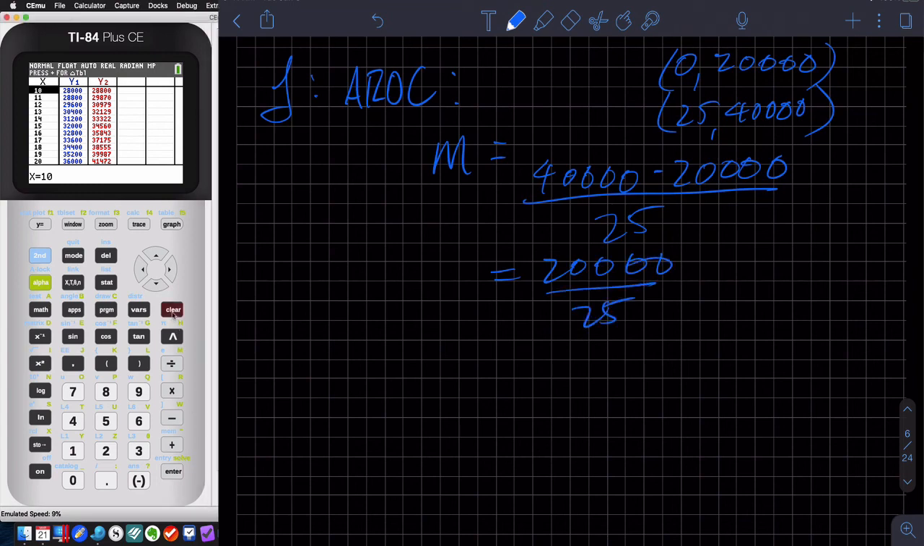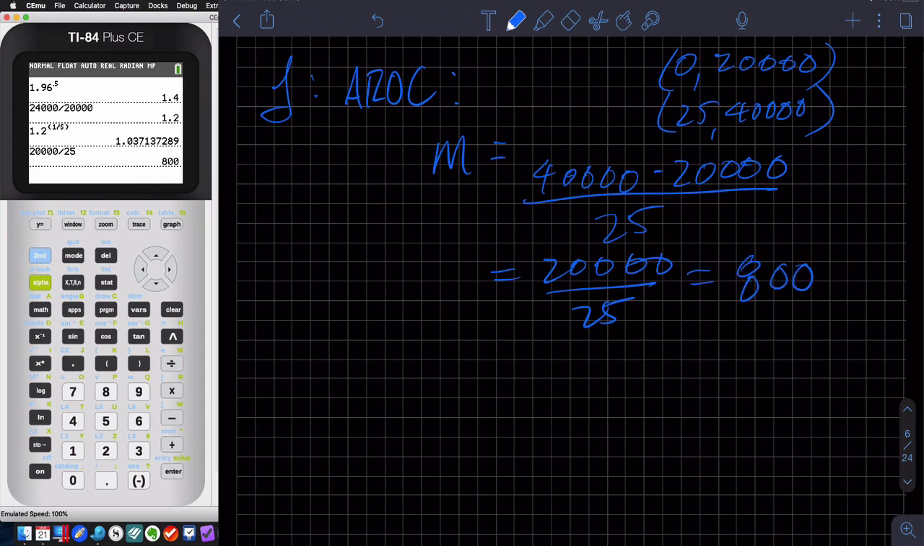which if I go to my trusted calculator, I gotta go second quit. I'm gonna take 20,000 and divide it by 25. And I get 800. Why do I know that? Oh yeah, because that's the slope. I'm an idiot. I didn't need to do that, right? We knew that was the slope of our line.